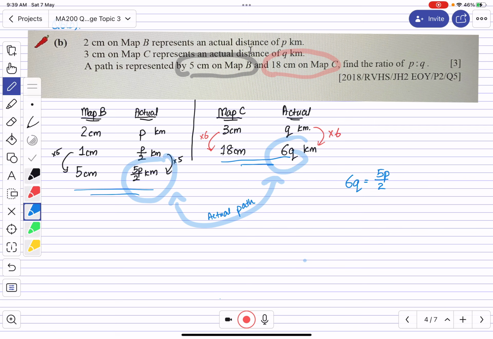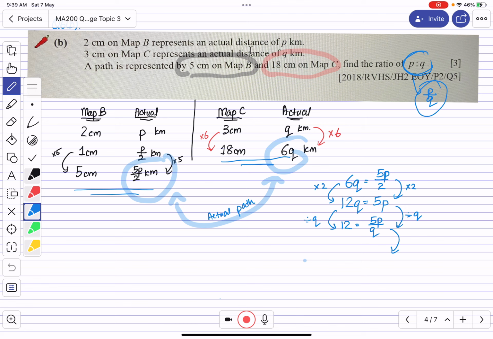So from here, our job now is to find the ratio of p is to q, which is what I'm going to do now. So let's multiply by 2 on both sides. I have 12q equals 5p. I want to find p is to q, so perhaps a closer relative is to find p over q. So I divide by q on both sides. That allows me to get 12 equals 5p over q.